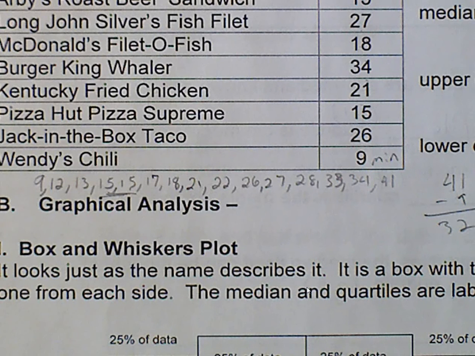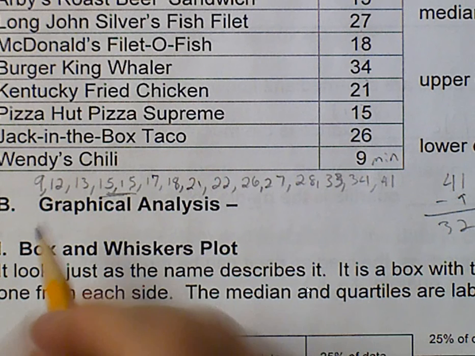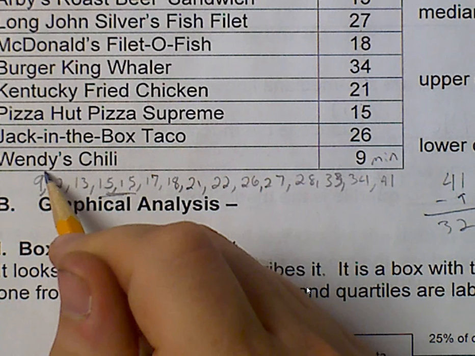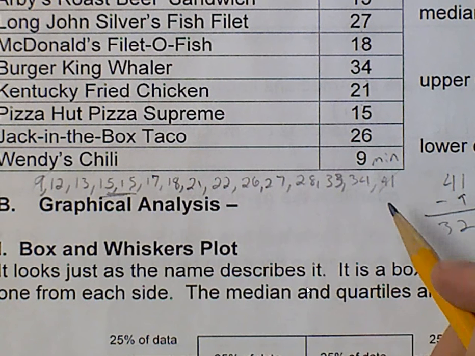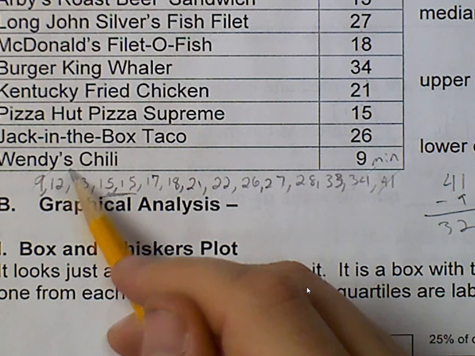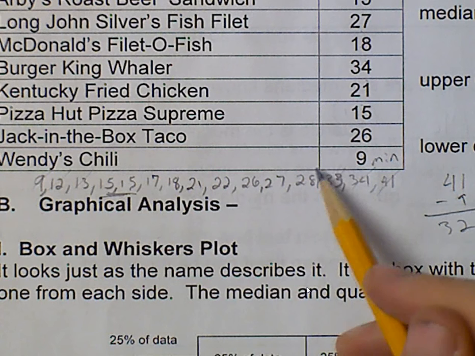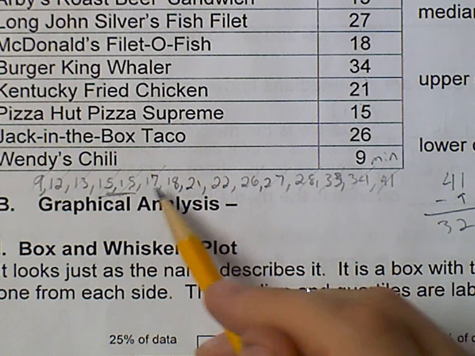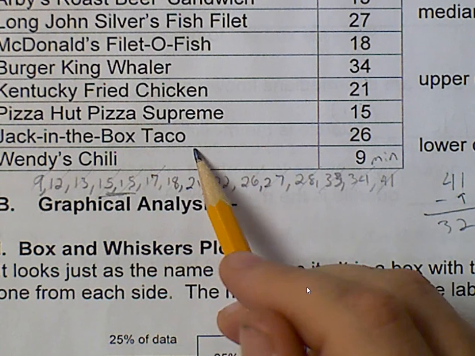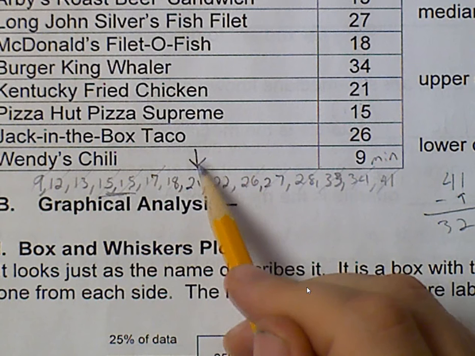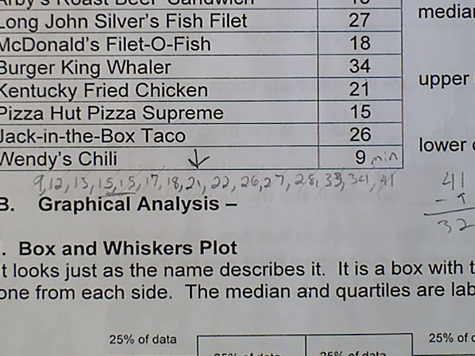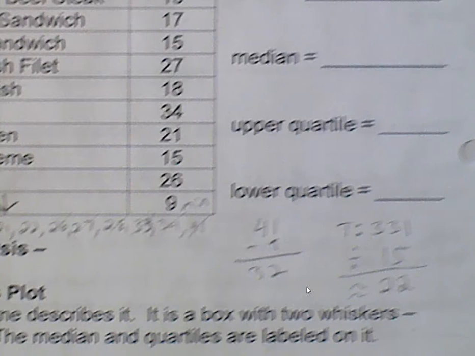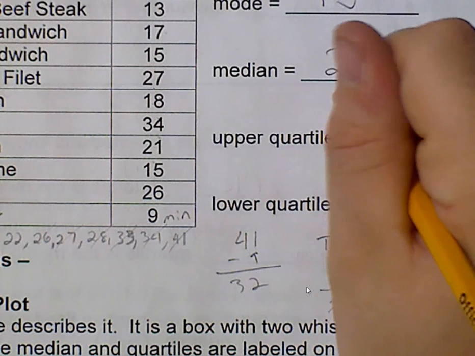Now we look at our median. Our median would be our middle number. So I'm going to go ahead and mark these. 9 and 41, that's the first one. Second one. Third one. Fourth one. Fifth. Sixth. Seventh. And the 21 is our median. So I'm going to come over here and mark my median as 21.